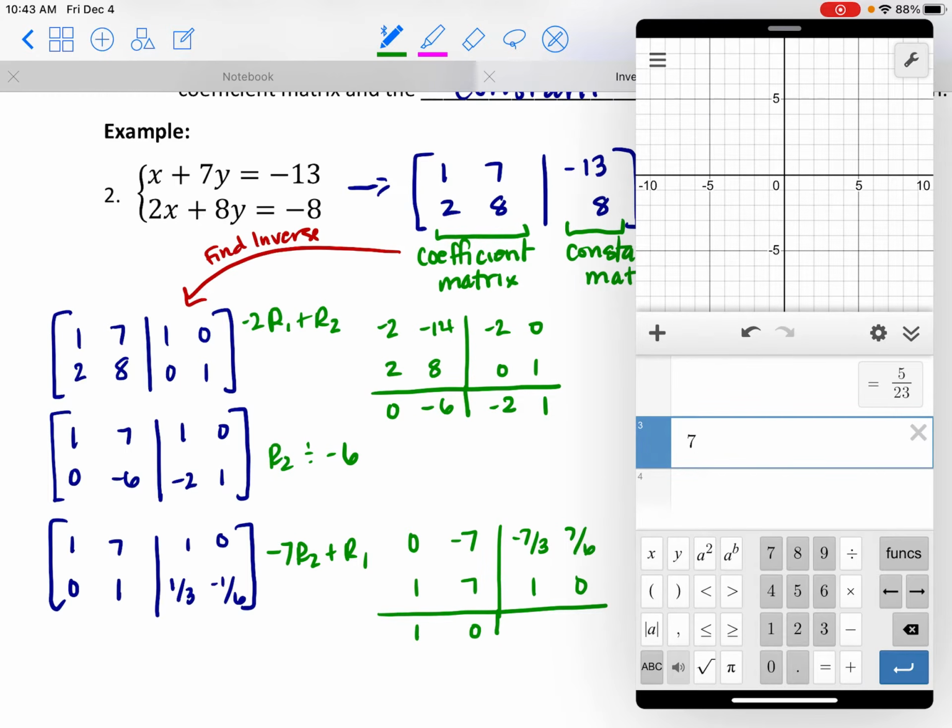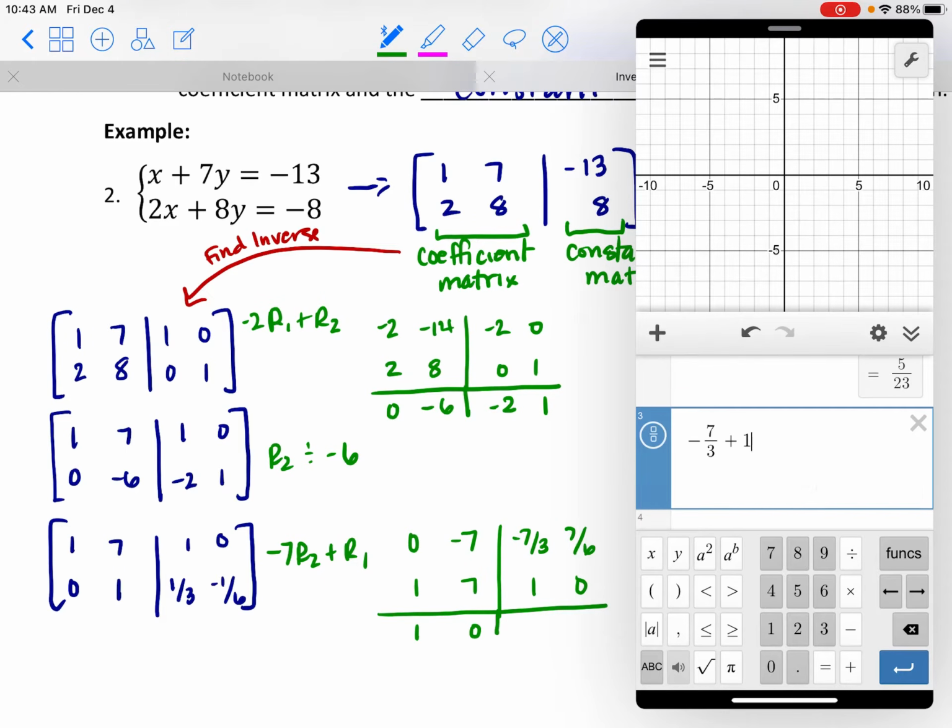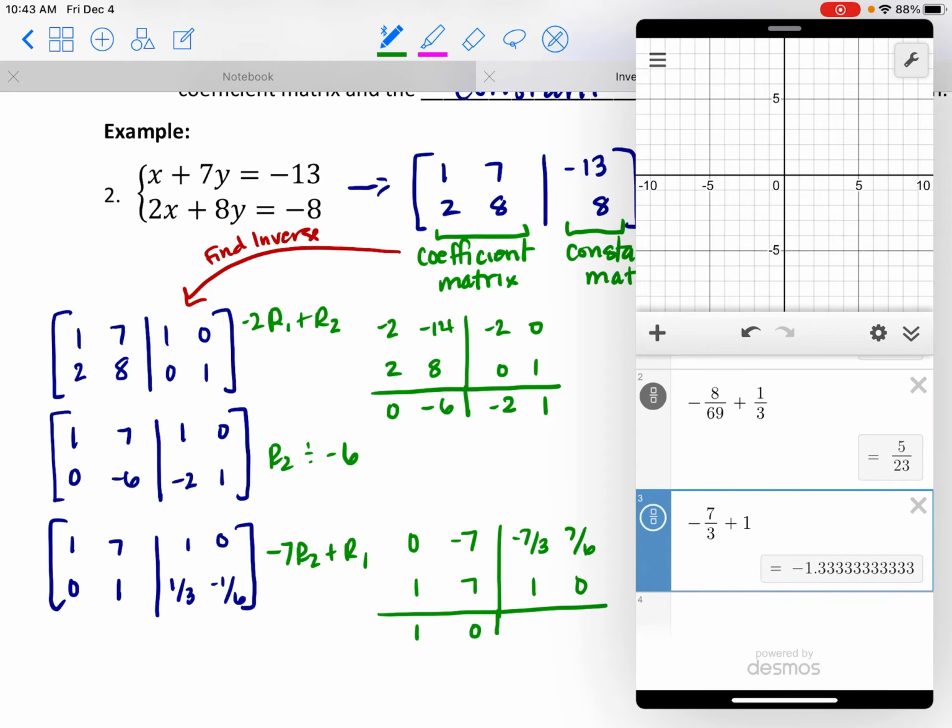I can do that in my head, but I just sometimes don't trust my head. Okay, so I'm adding 1 to get me negative 4/3. And then 7 over 6 can stay.